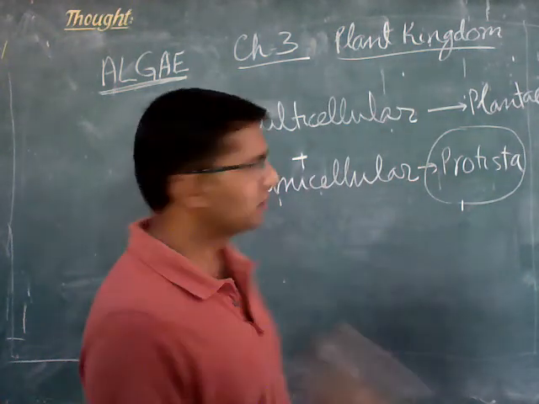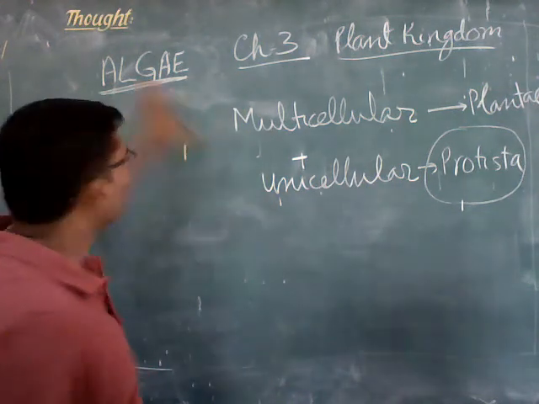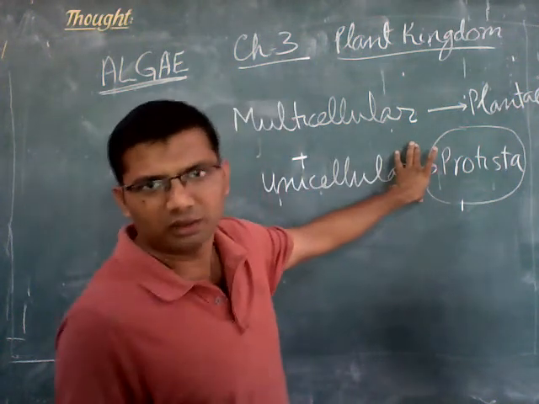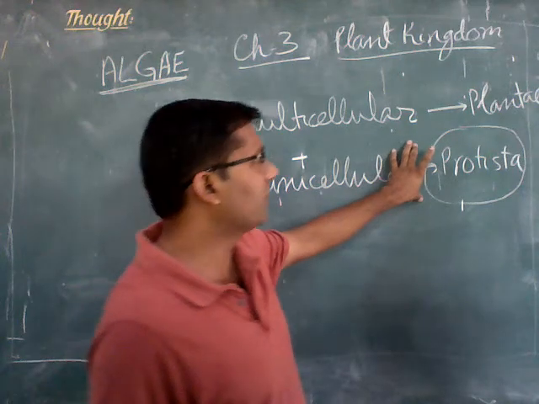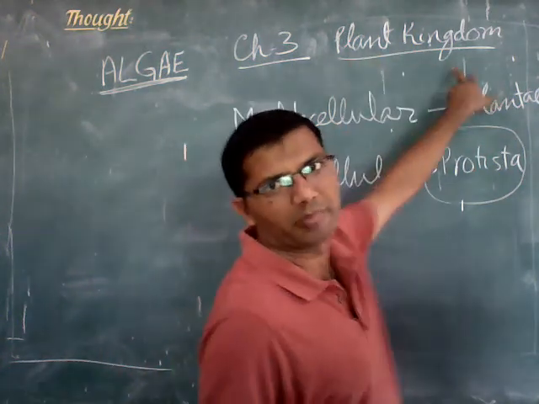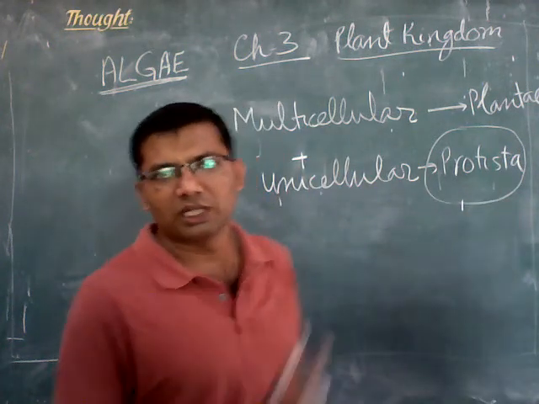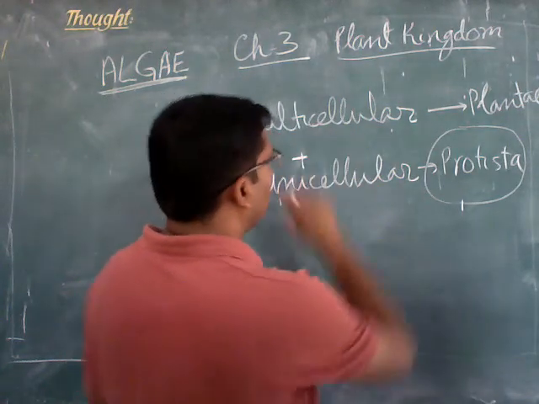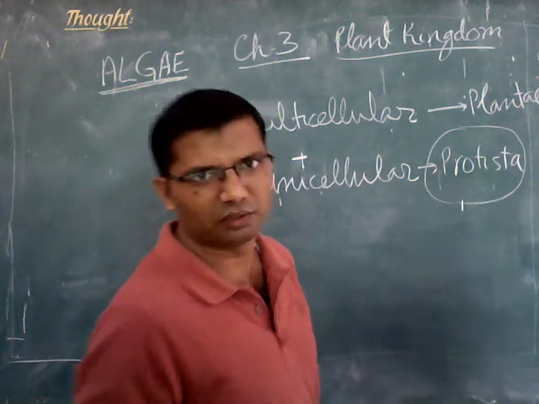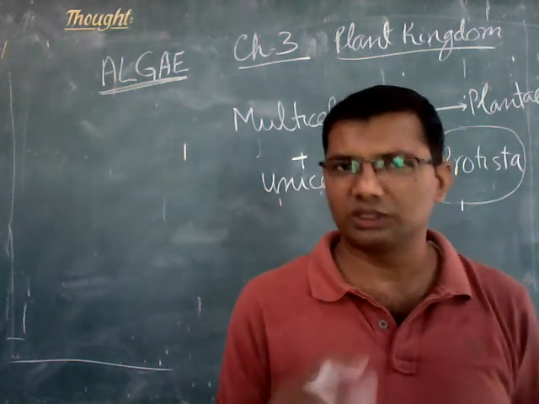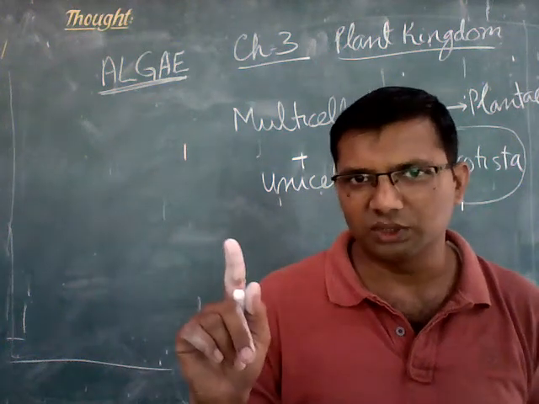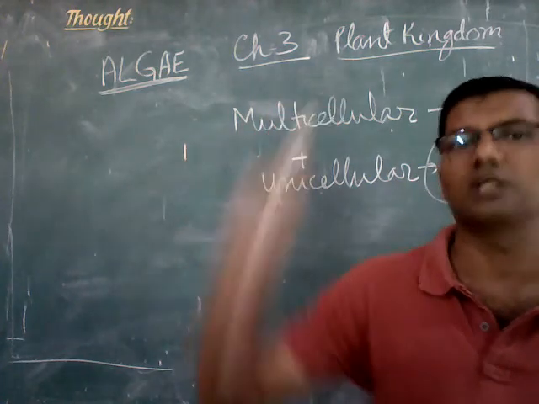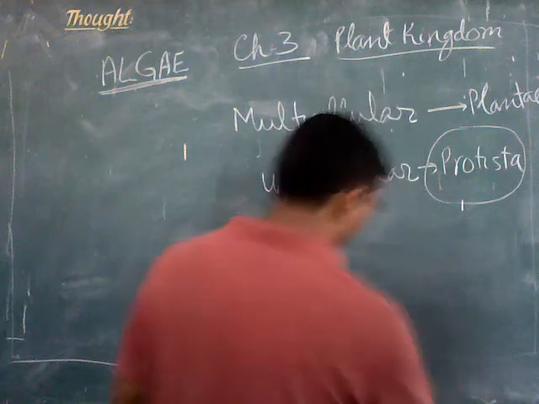Now you should recognize that in the group of the algae in the plant kingdom, we will be studying the unicellular algae, but in the higher kingdom classification system they are not members of the plant kingdom, they are members of the kingdom protista. But because classically, from the older times, they have been studied under the plants, we will be talking about them here. So if I give you an example of a unicellular alga, don't get confused. According to Whittaker's classification, unicellular algae will go to the kingdom protista and not in the plant.